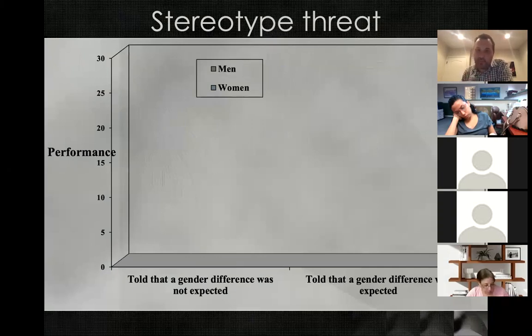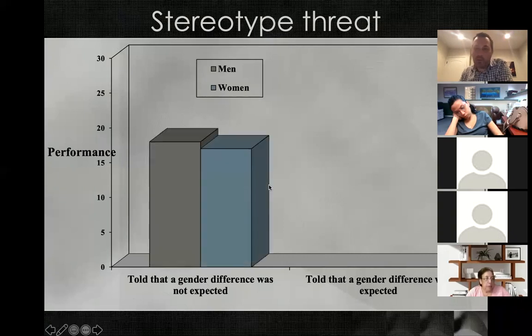For half the participants, they were told that a gender difference is not expected. They're told that we've given this test to thousands of people, men and women do equally well. That's what half the people were told. And when they're told that, the men and the women perform equally well. That little tiny difference there is not a significant difference. Okay? They perform equally well on the math test.